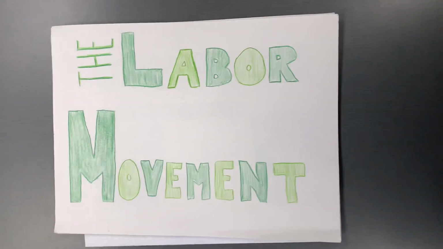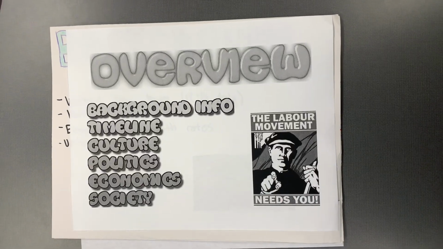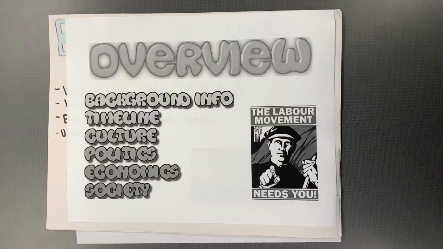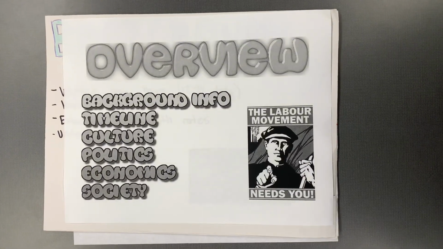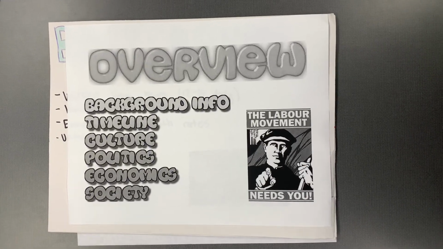The labor movement. Overview. The purpose of our video is to show how labor unions fought for safer working conditions, better wages, and reasonable hours. Its goal was to abolish child labor, provide health benefits, and supply aid for the workers who were injured or retired.